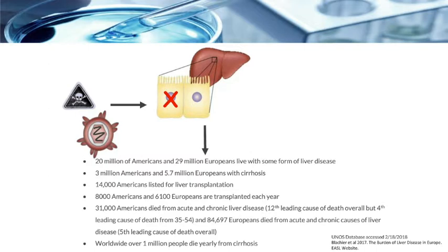It's the 12th leading cause of death in the United States. In Europe, about 85,000 Europeans die each year from acute and chronic causes of liver disease. It's the 5th leading cause of death overall in Europe. And worldwide, over 1 million people die yearly from cirrhosis.